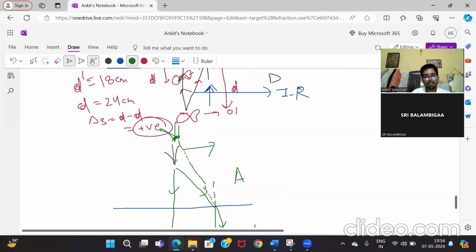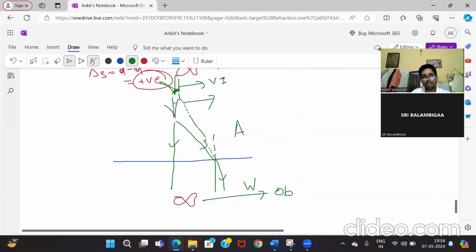Here, that is the virtual image of the bird, which is seen by the fish. Now, is the fish looking at this or this? This one, the virtual image. So according to the fish, this is d dash. How much? Did you solve it?